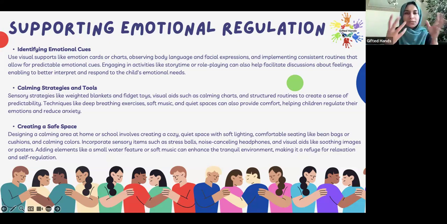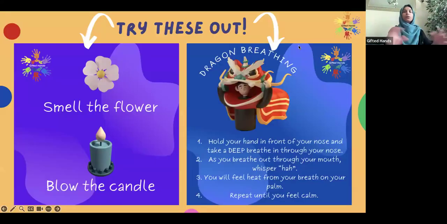All right. So stress balls, noise cancellation headphones. You can give a variety of items so the child's mind gets distracted and redirected to these items, which is a sense of calming for them. So a few breathing exercises that we can do with the children, right? It's very common. The first one, smell the flower, blow the candle. So you can start off by giving a flower to the child, and then of course, a candle.